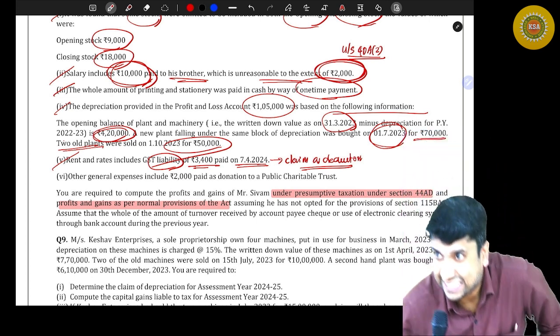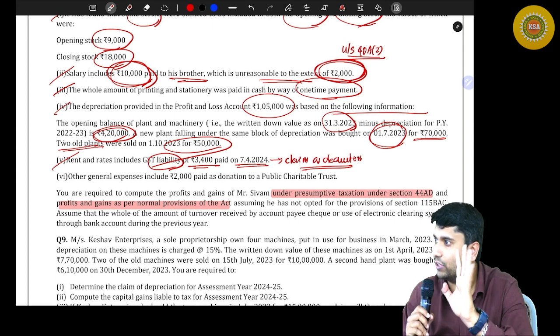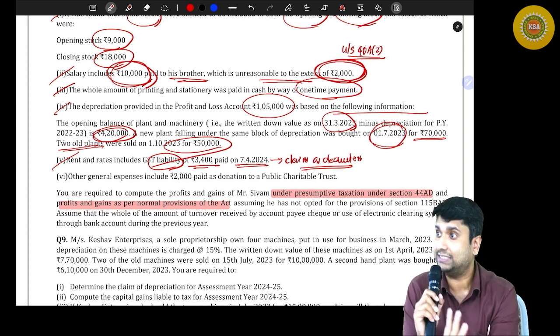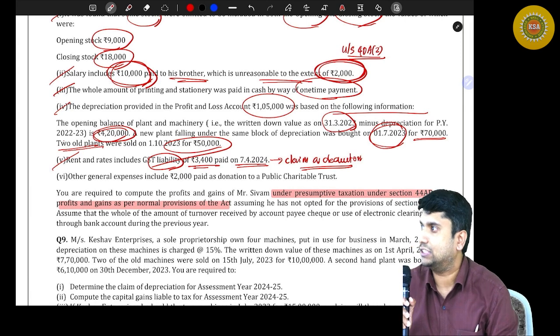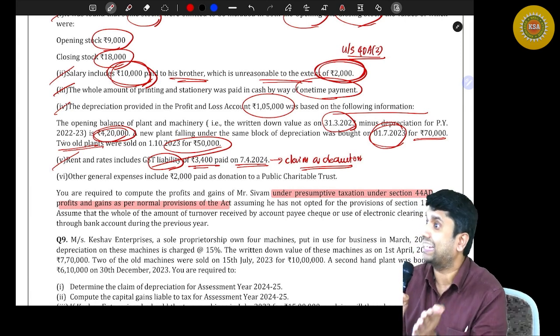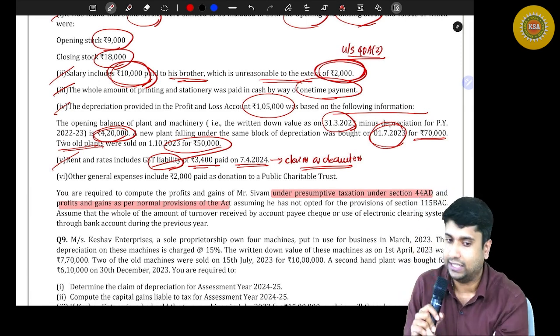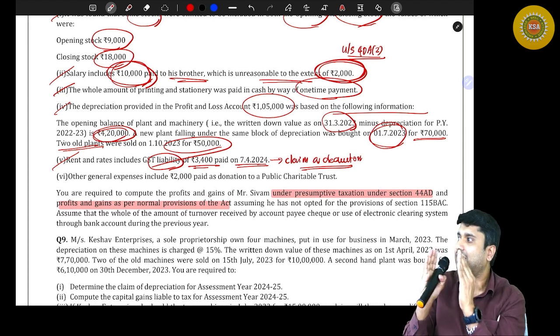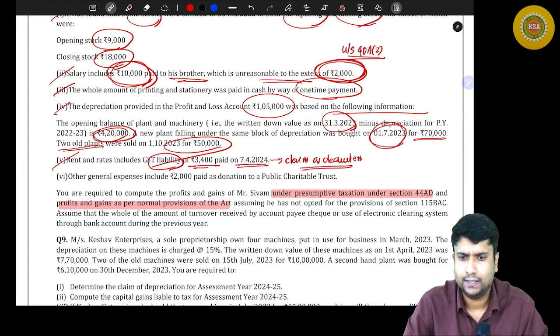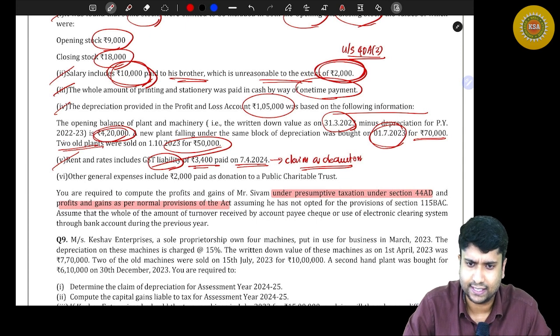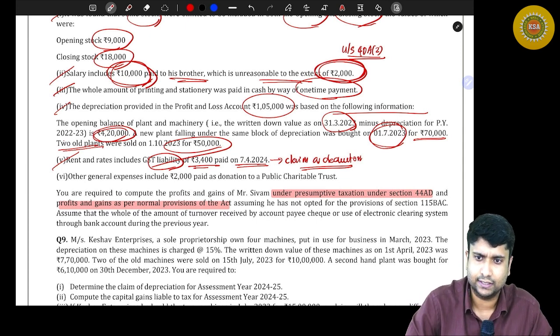Always go for the nearest assumption. In the exam, if the question says they are not taking input tax credit, then it is clear. There is no scope of any assumption. If they are saying they are taking input tax credit also, it is clear. If they are not mentioning anything, always go for the nearest assumption available. So don't do anything. Excellent. So let's move on.